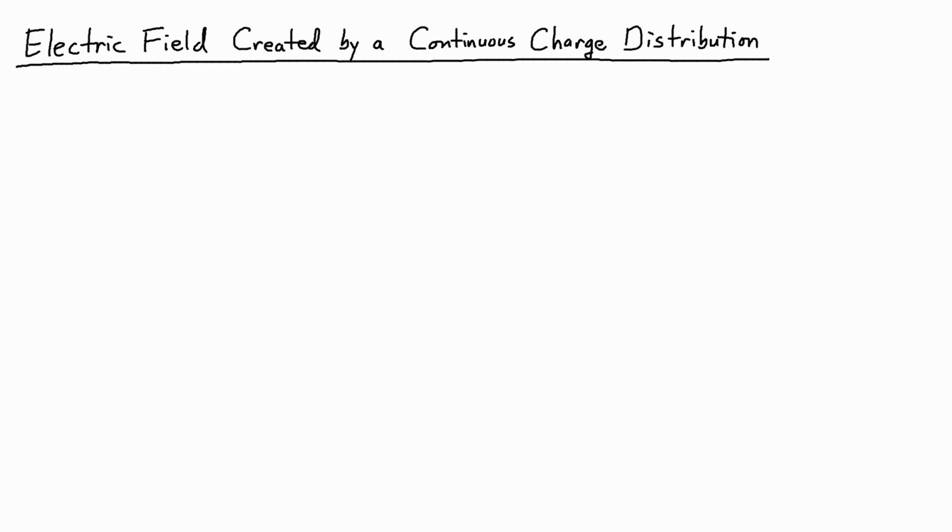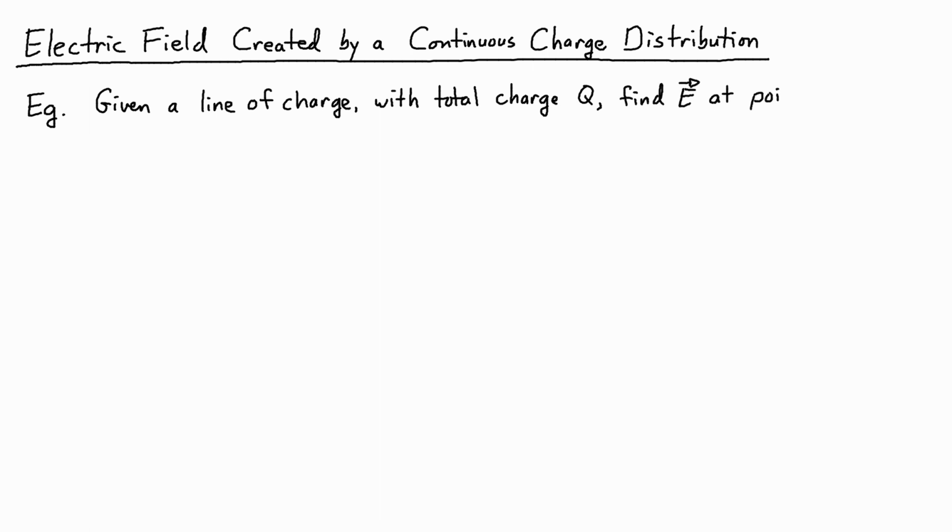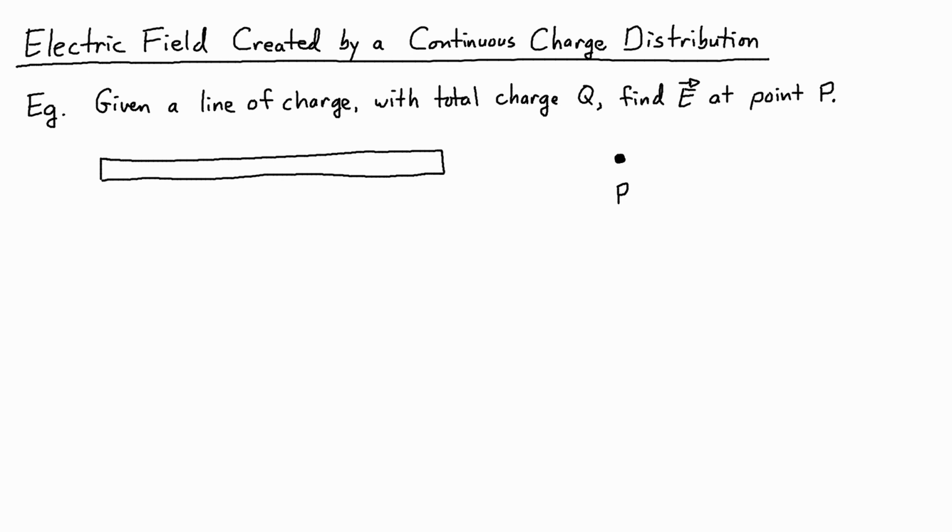Now it's time to look at the electric field that gets created by a continuous charge distribution. For example, imagine that we're looking at a line of charge with a total charge of capital Q, and we have to find the electric field at point P. And point P is along the axis of the line of charge, a distance d away from this line.